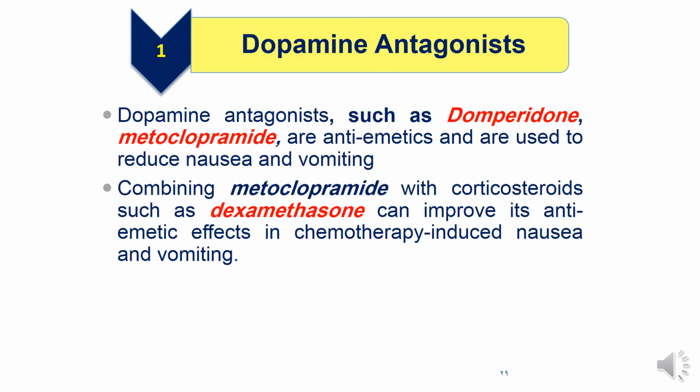The first class of treatment of nausea and vomiting is the dopaminergic antagonists. These antagonists block the dopaminergic receptors. Dopaminergic antagonists such as domperidone and metoclopramide, as we said before, are prokinetic drugs, and they act by blocking the dopaminergic receptors, so they can reduce emesis, vomiting and nausea. A combination of metoclopramide and dexamethasone is beneficial in chemotherapy-induced nausea and vomiting.